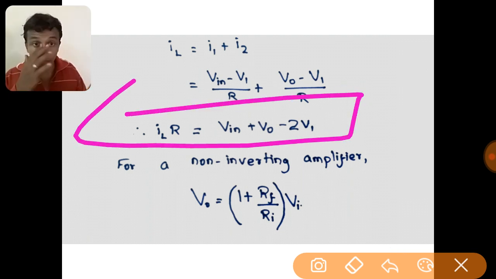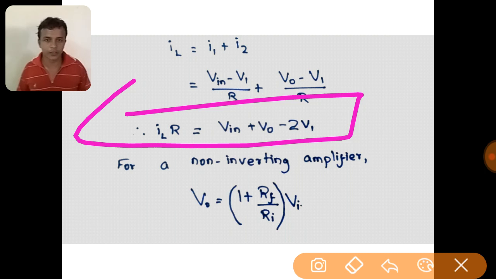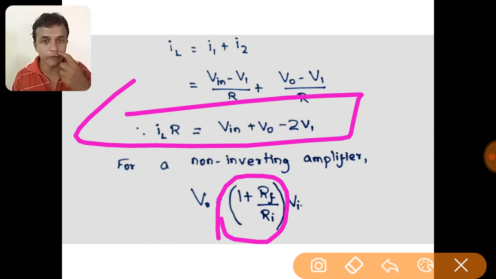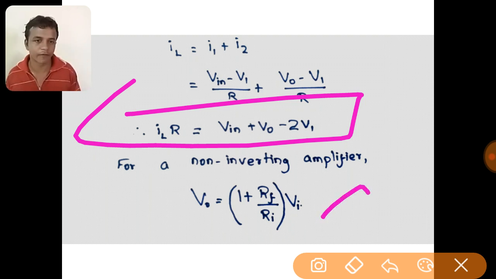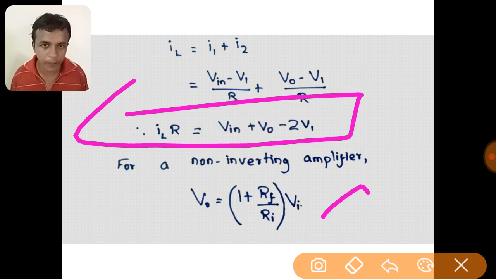Right now I'm switching to a non-inverting amplifier circuit. So we know that for a non-inverting amplifier circuit, the output voltage V0 equals (1 plus RF divided by RI) into VI, where 1 plus RF divided by RI is the gain of the non-inverting amplifier circuit. VI is the input voltage, V0 is the output voltage. So this is the equation to derive output voltage for a non-inverting amplifier circuit. RF is the feedback resistance and RI is the input resistance.